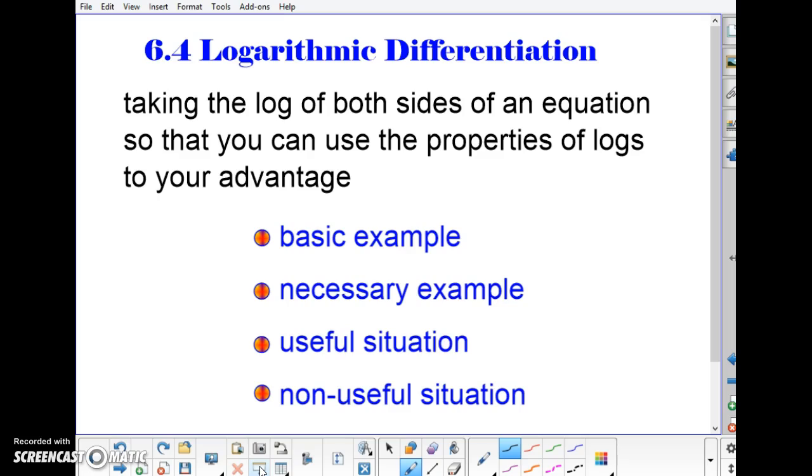You guys know how to find derivatives of many functions, and yet we haven't used logarithmic differentiation before. So while you're looking at your homework or any types of problems, don't just automatically jump to logarithmic differentiation. Make a conscious decision of whether or not you should be using it.